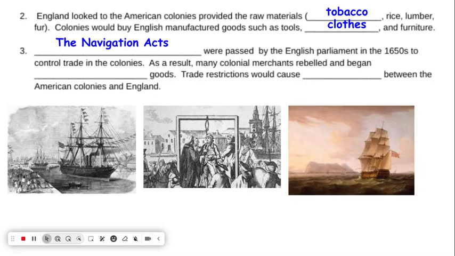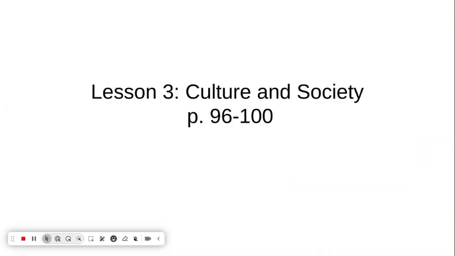The Navigation Acts were passed by English Parliament in the 1650s. This was to control trade in the colonies, and as a result, many colonial merchants rebelled and began smuggling goods. Trade restrictions would cause conflicts between the American colonies and England.